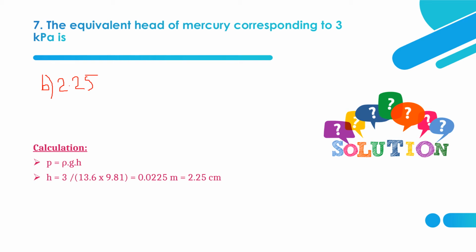So how is it got? P is equal to rho g h, and h is equal to 3 kilopascal, that is 3000 Pascal or Newton per meter square, divided by rho of mercury, that is the density of mercury, 13.6 into 10 power 3, into the g value 9.81 meter per second square. So we get the answer as 2.25 centimeter. So this is a simple problem. Now let's see the 8th question.